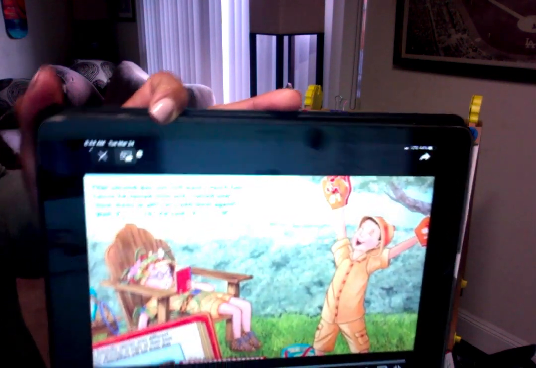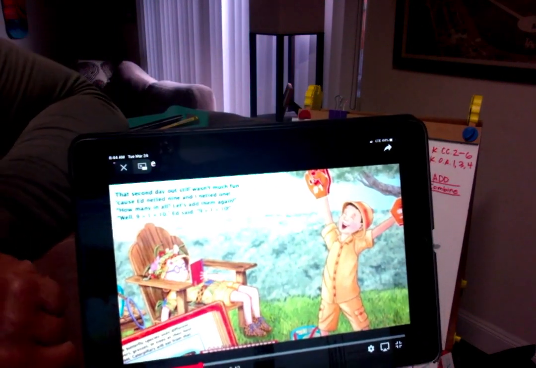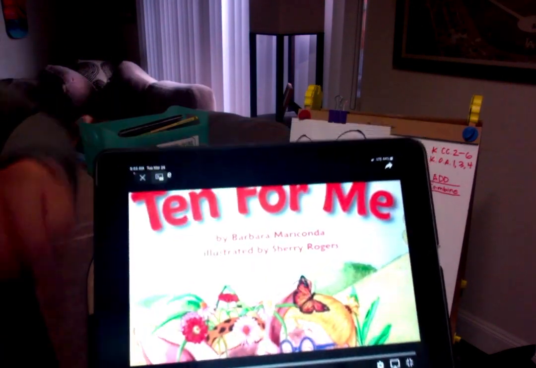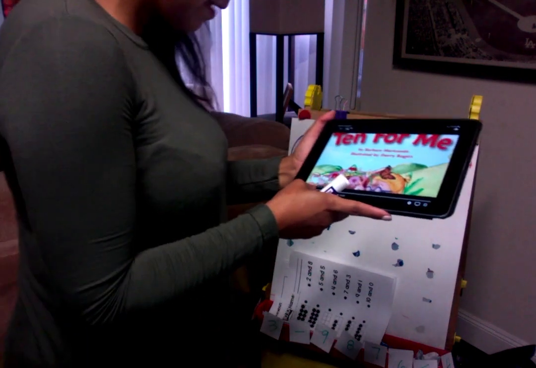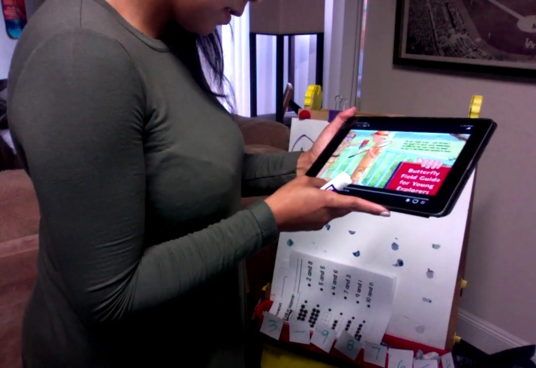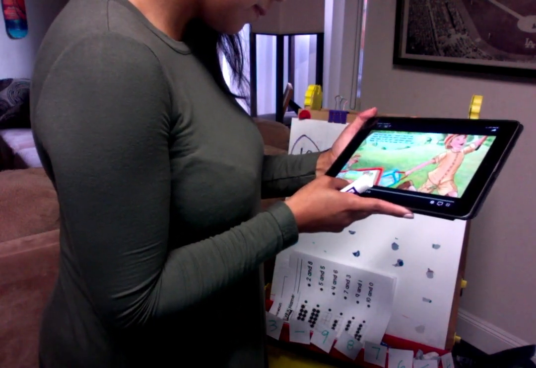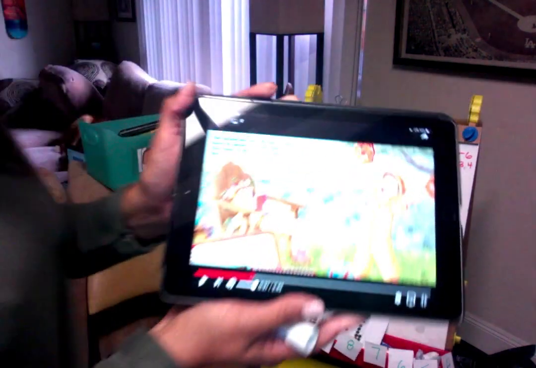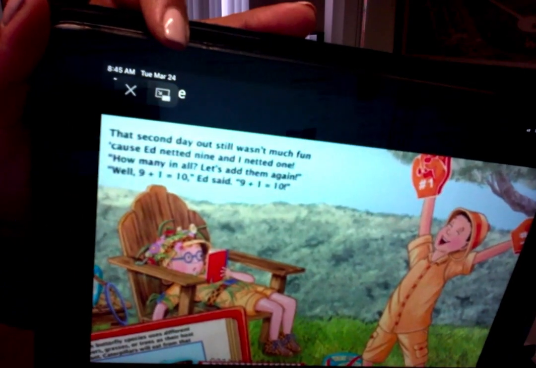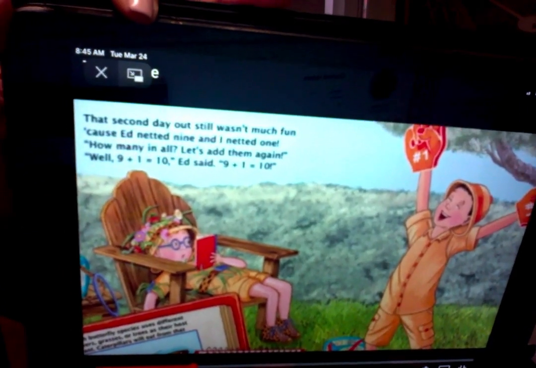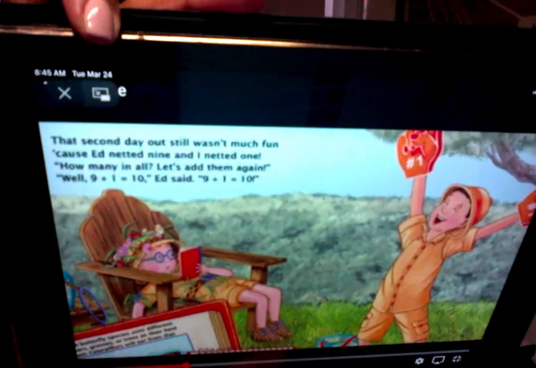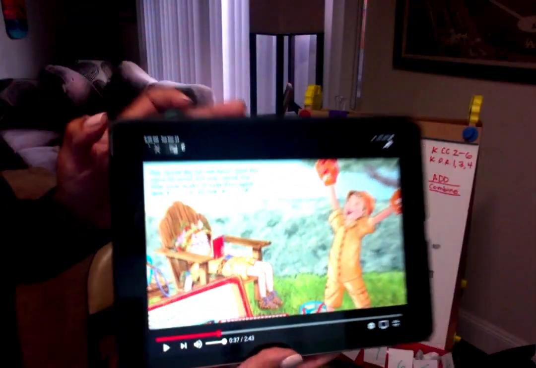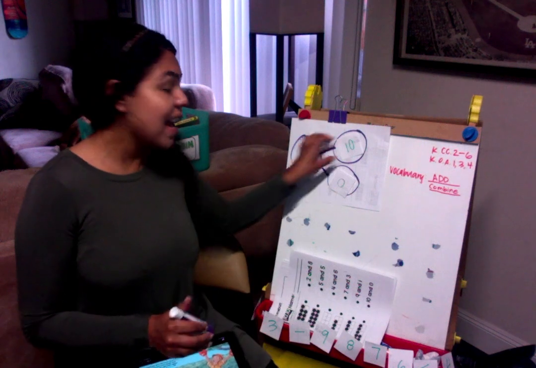How many in all? Let's add them again. Let's go back. All right, here we go. Well, we know that 9 plus 1 is 10. Yes, 9 and 1 make 10. So what numbers did I hear here, guys? Good. 9 and 1.